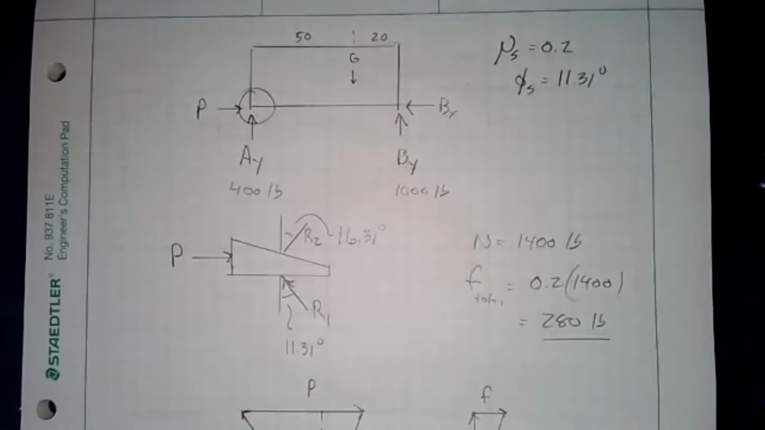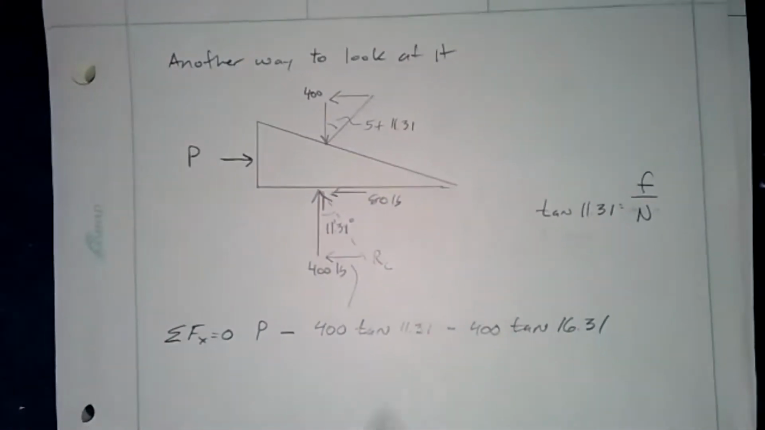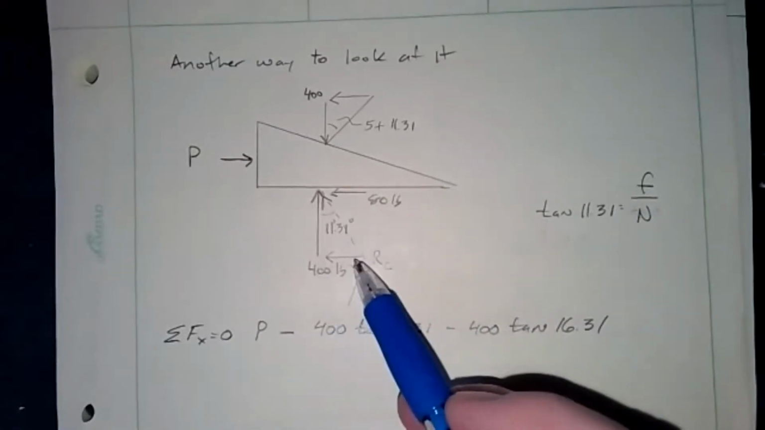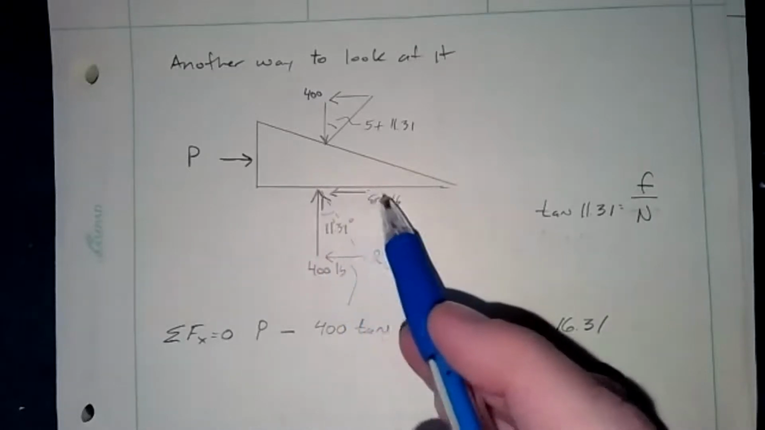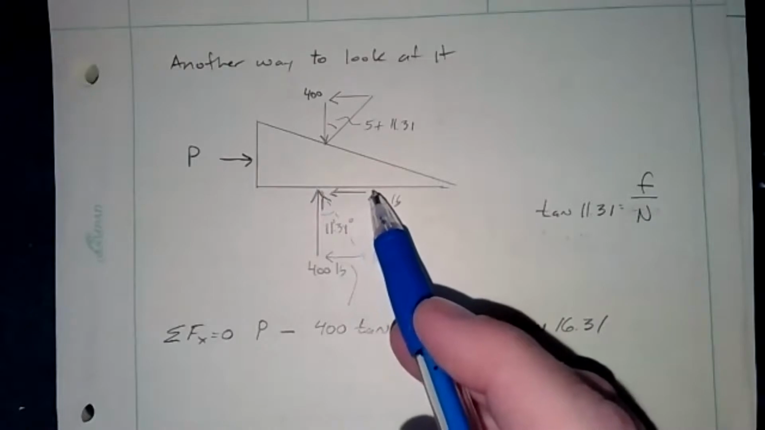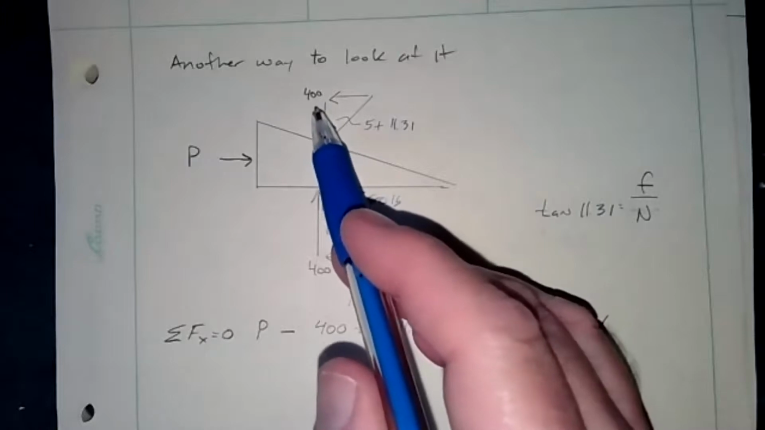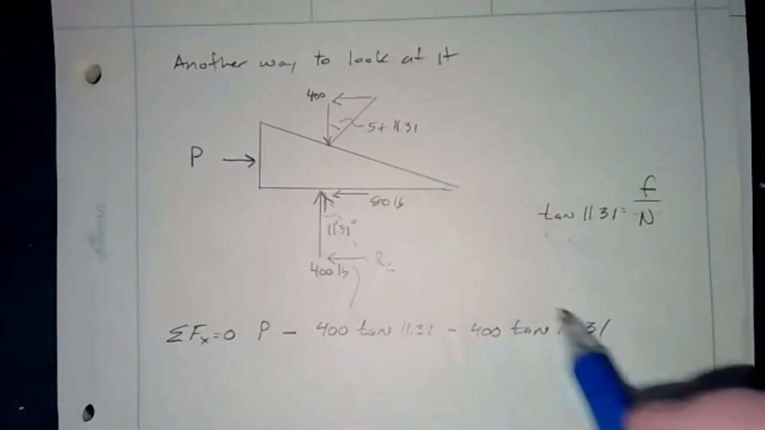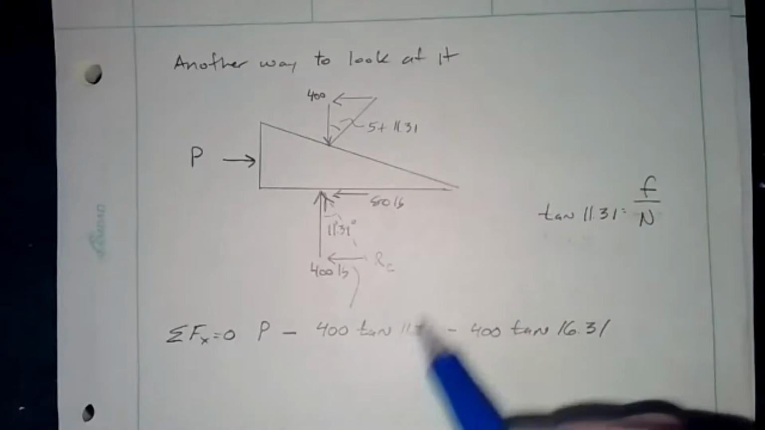Another way to look at it is, if you look at the wedge, you have 400 pounds as your vertical. That means you have 80 pounds of friction force there because of that angle of 11.31. And up here you have 400, and then whatever that respective amount is, tangent of 16.31. So this 80 is basically tangent of 11.31.